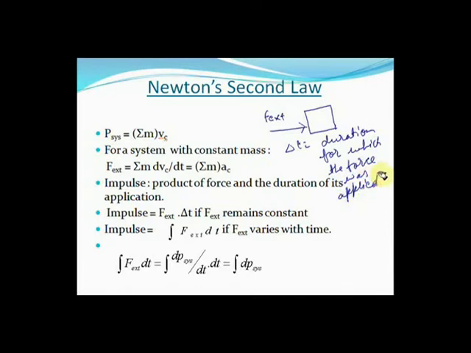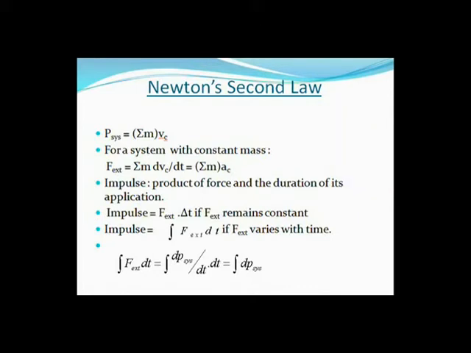So we say that the application of this force on the system for a small duration delta t will impart some impulse to the system. So when F external is constant, we can define impulse as impulse is equal to F external into delta t, where delta t is the duration for which the force was applied. If F external varies with time, that is F external is some function of t, where t is time, then we can define impulse as integration of F external into dt.